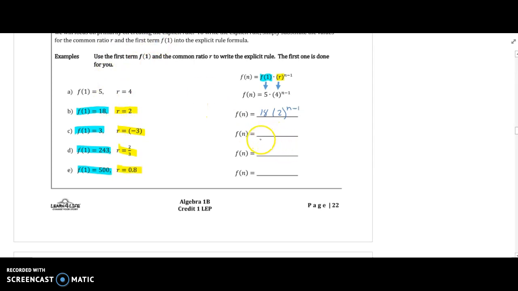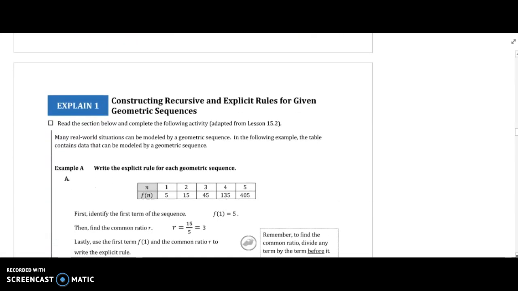So now f of n equals, what's f of 1? 3 times negative 3 to the n minus 1. F of n equals, the next one, the first term is 243. So 243 times r, which is 2/3, to the n minus 1. You see, you literally just plug in the numbers for the f of 1 and the r. Next one, 500, right, times 0.8 to the n minus 1. Okay, that's it.